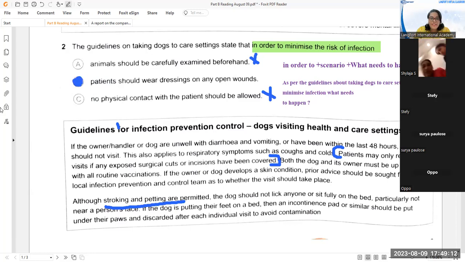So all of you go through it. You need to know that stroking and petting means when you do this on the dog's head, that's called stroking or petting. So petting the dog means physical contact is allowed. Examination, not told. Cover the wound means dress the wound, right? So that's why this is the sentence that gives you the answer.